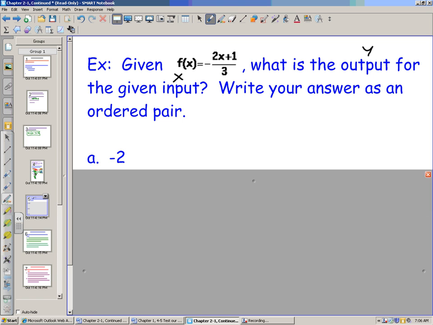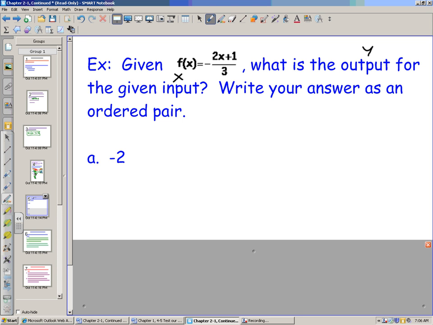All right? Well, I want to know f at -2. That actually means I'm looking at the function negative 2x plus 1 over 3, with a negative. Where am I going to put that negative? Where am I allowed to put it? Can I put it to the top, to the bottom, or to both?